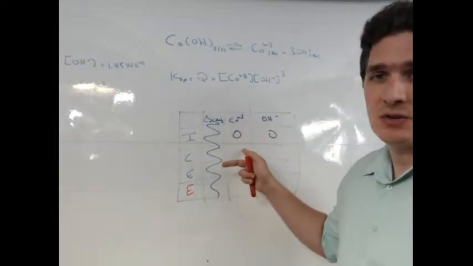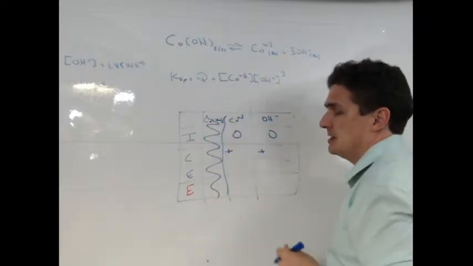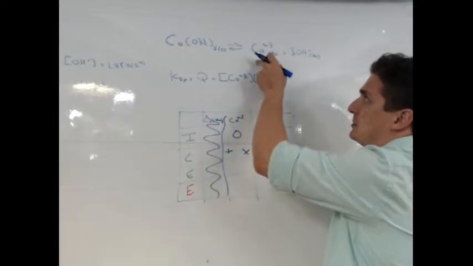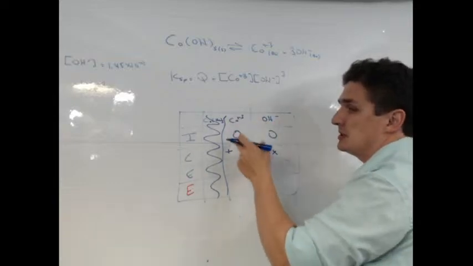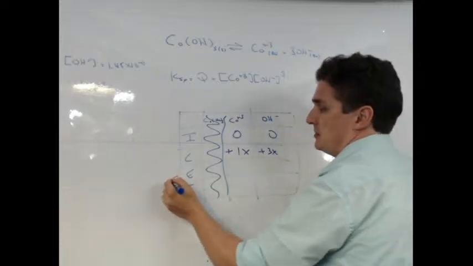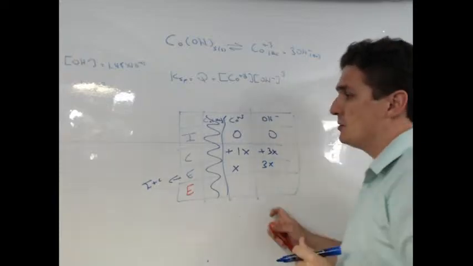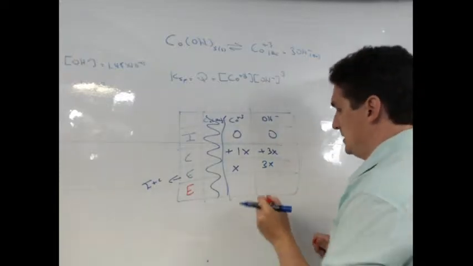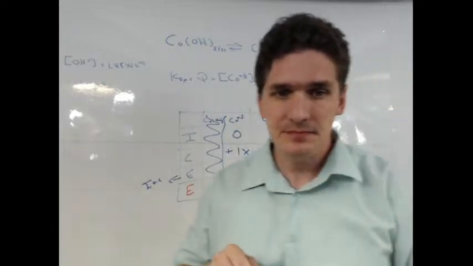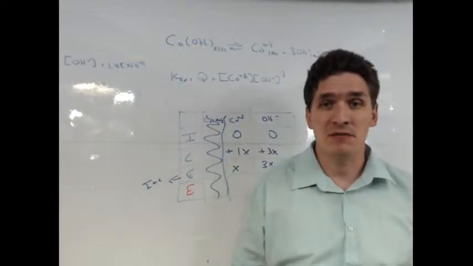Our change values for products are always going to be positive changes. They're always the extent of reaction X multiplied by whatever the reaction coefficient is. In the case of cobalt, it's 1. In the case of hydroxide, it's 3. This row is simply I plus C, so we get X and 3X. And we're given the equilibrium value here as 1.48 times 10 to the negative 11. So we now have enough information at this point to solve this problem.